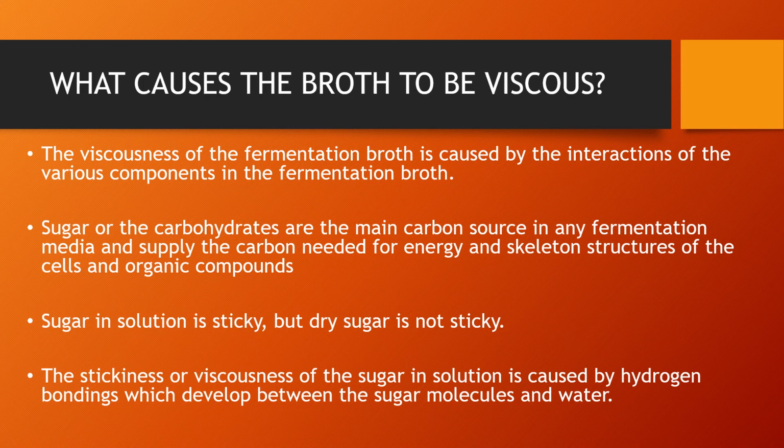The viscousness of the fermentation broth is caused by the interaction of various components within the fermentation broth. So what are the causes of broth to be viscous? Why is it so viscous? Because of interaction. Sugar or carbohydrates are the main carbon source in the fermentation and they make it sticky. The sugars are sticky, right? Dry sugar is not sticky, it is powder form. Stickiness or viscousness of the sugar in the solution is caused by hydrogen bonding. There is strong hydrogen bonding. The OH group, alcohol group, is present in the sugars and they are interacting with water and with themselves to make it more viscous.